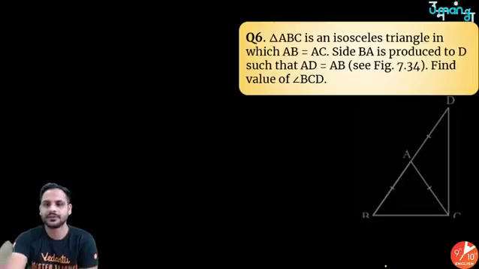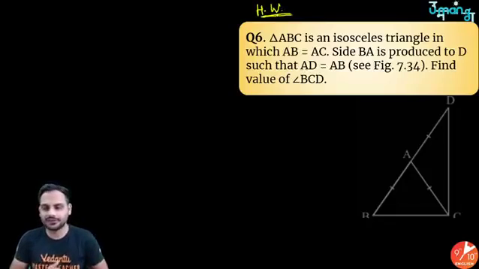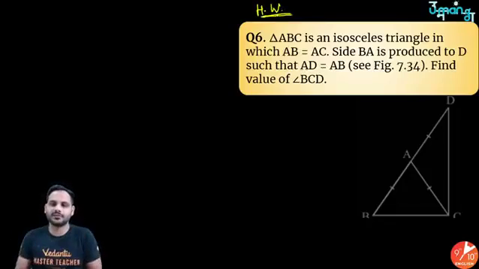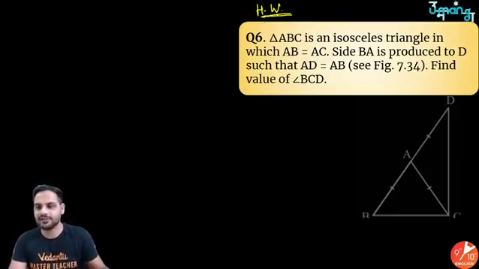Now this is your homework question. Just practice this question. Think carefully and try to give the answer. It says that ABC is an isosceles triangle in which AB is equal to AC. So this is your B, this is your C. They have given that AB is equal to AC. Side BA has been produced to D such that AD and AB are also equal to each other. Find the value of angle BCD.